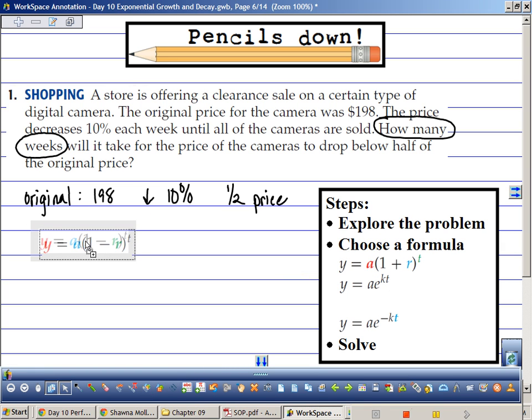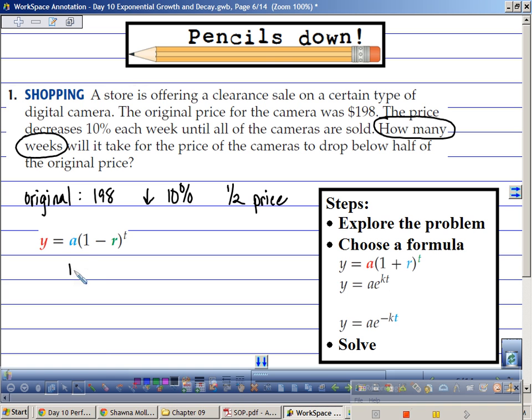All right, so let's figure out how we can substitute some of these values in here. So what could I substitute? The amount, okay, what's the amount? 198 times 1 minus 10%. Tell me what 10% is. 0.10. Good.